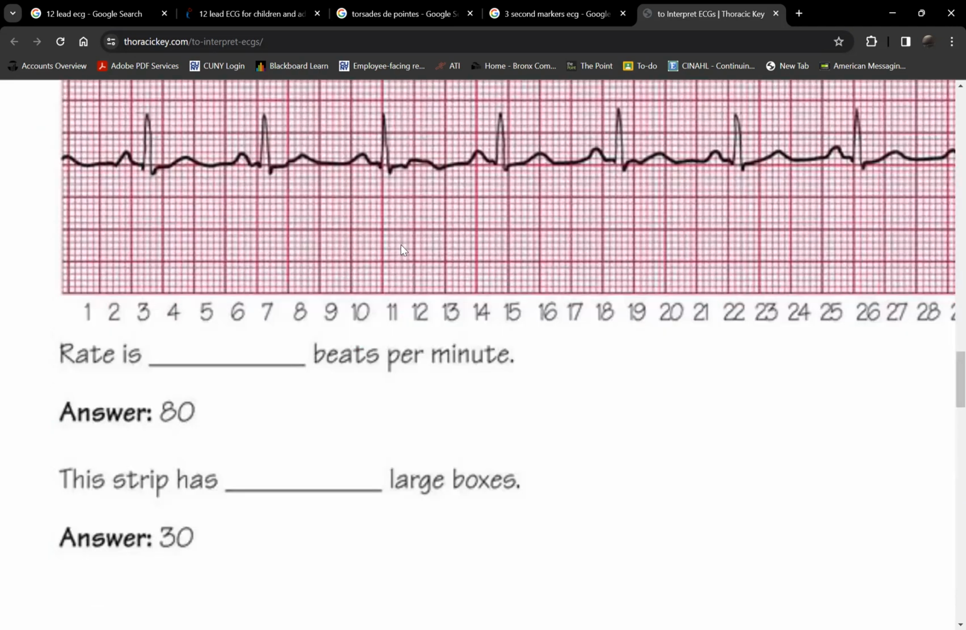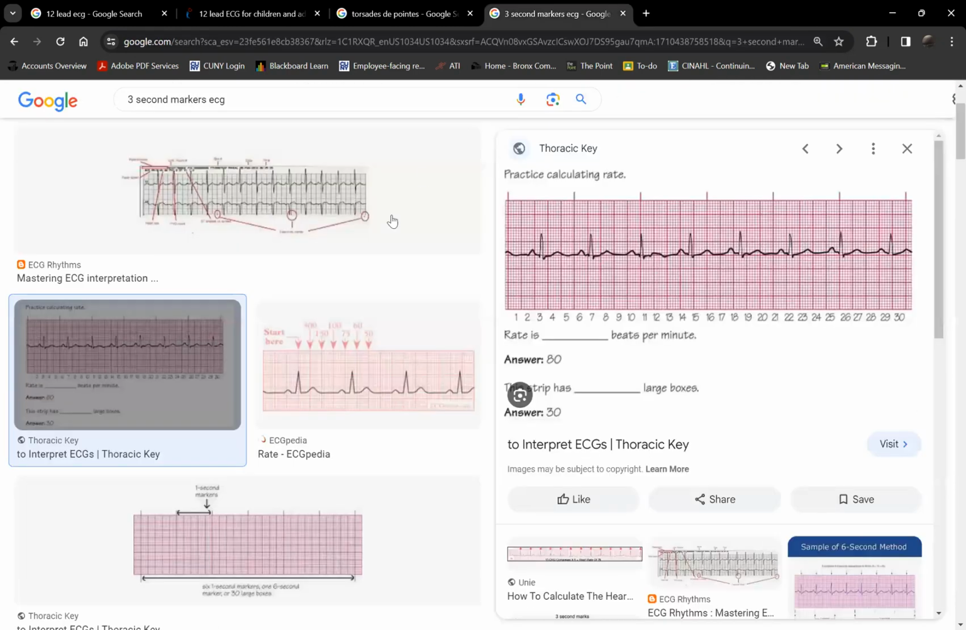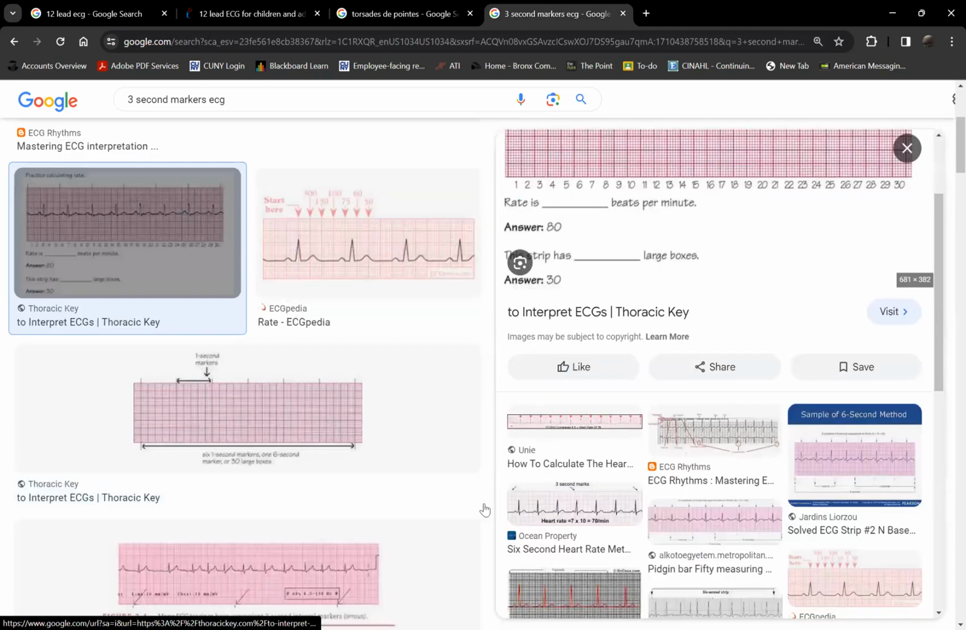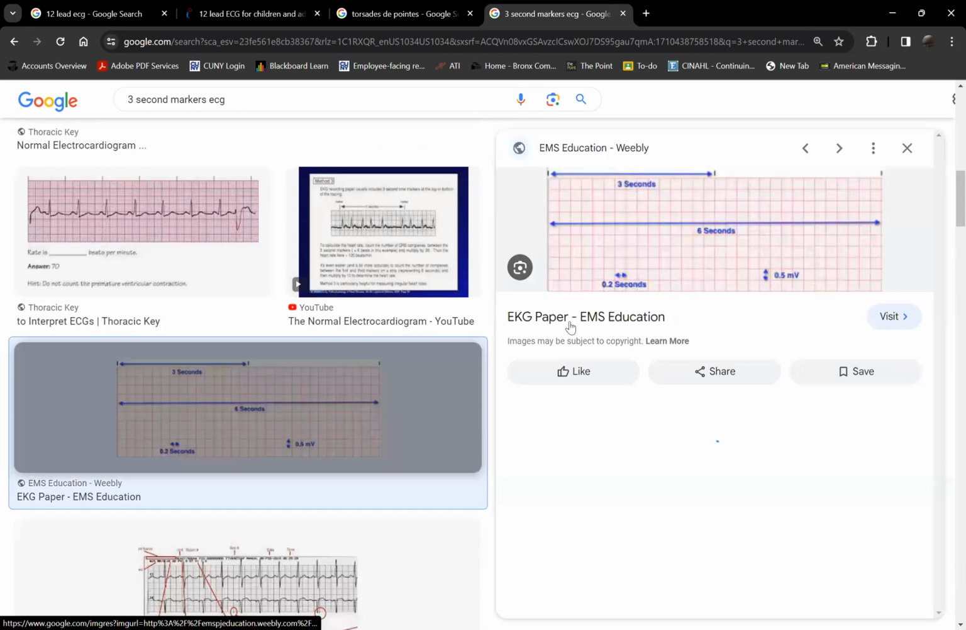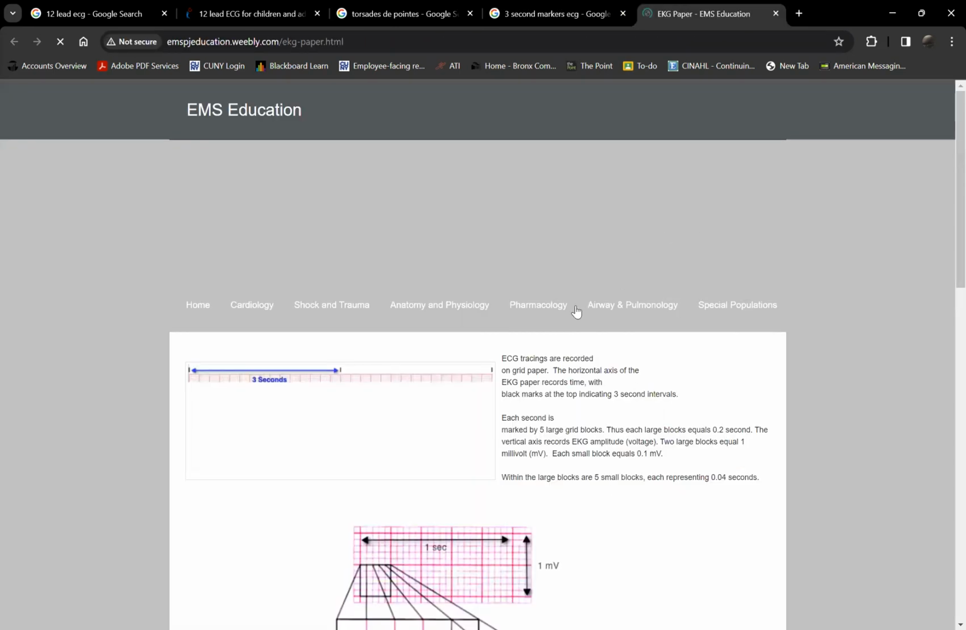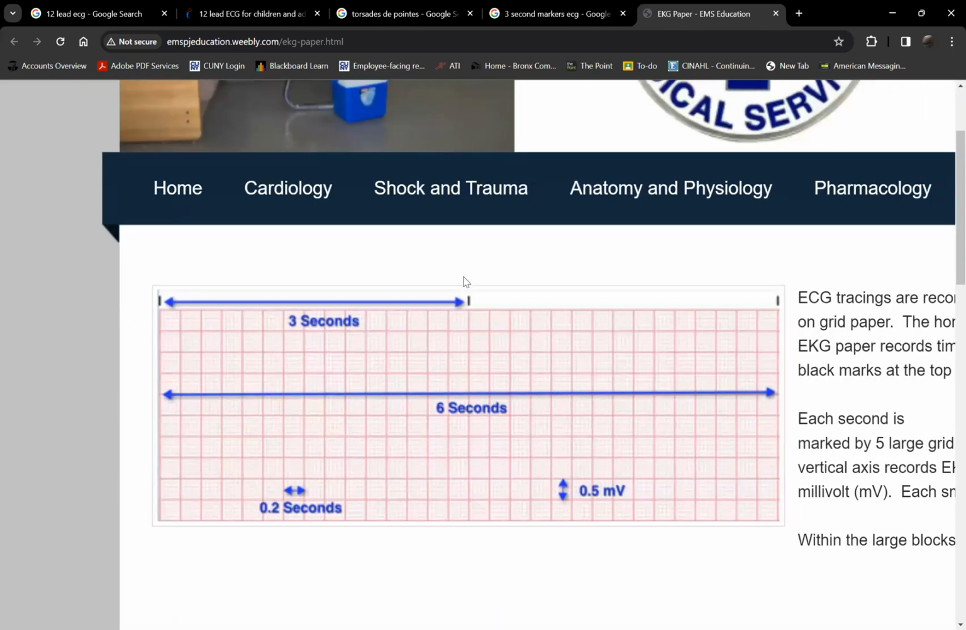Oh, no, that's not a 3-second marker. That's a bad example. But that's okay, this is a good example. This is a 3-second marker. That is a 3-second marker. So let's see, is that really 3 seconds? How many seconds is one big box again? 0.2. So therefore, how many big boxes in 1 second?